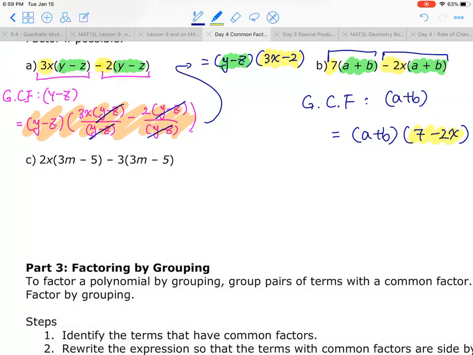You should actually try this on your own. Hopefully you pause the video and then try this one. Okay, but I'm just going to go.